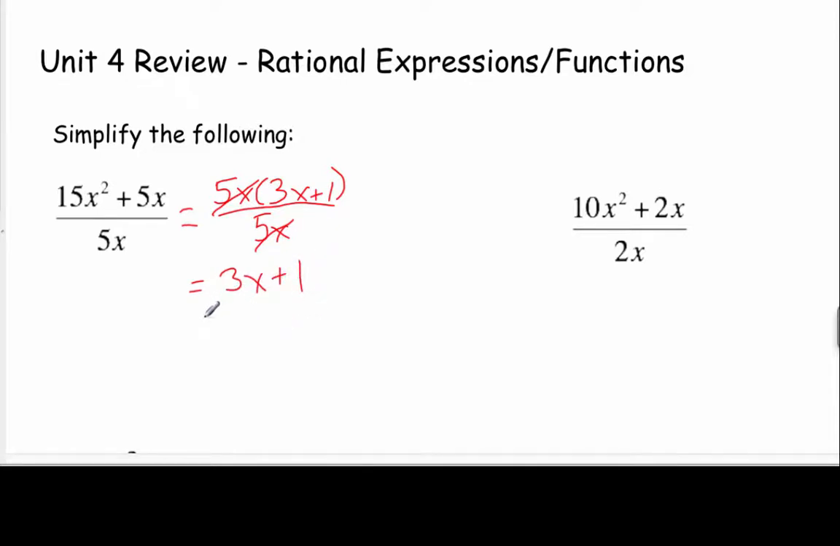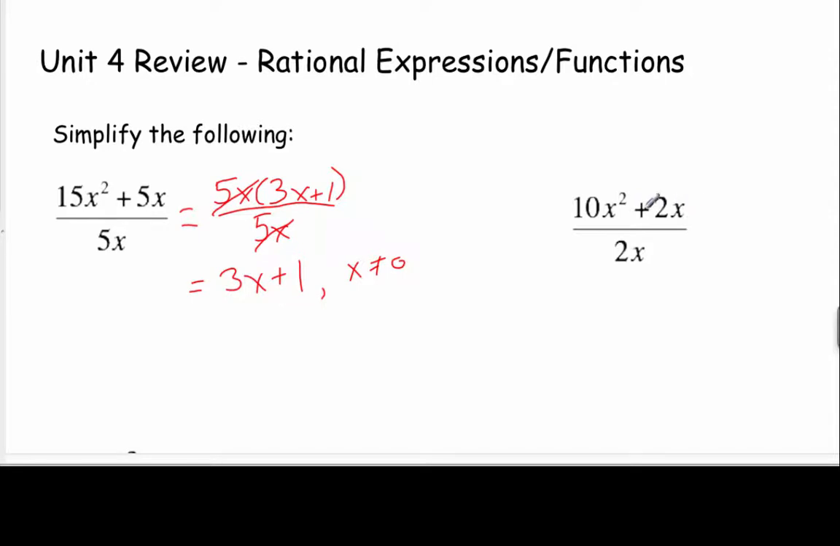I also want to write down what x cannot equal. If I put a 0 in for the x value, I'm going to end up with a 0 in the denominator. We can't divide anything by 0, so therefore we have 3x plus 1 as what it's simplified to. However, x cannot equal 0.